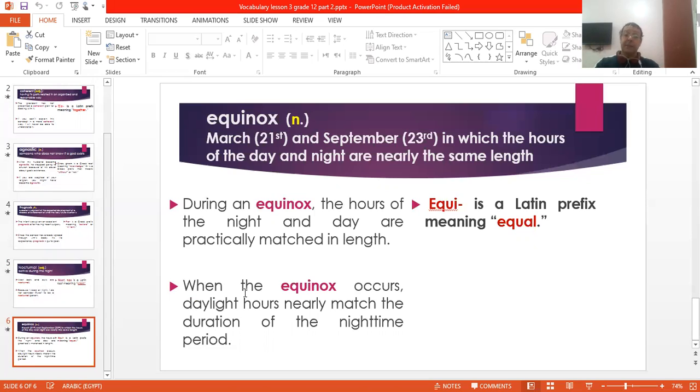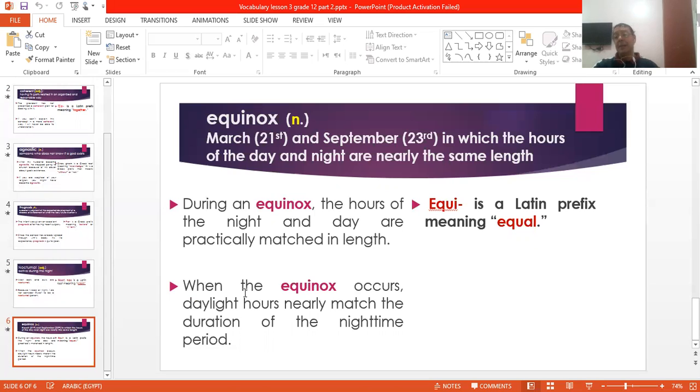Can you put it in a sentence? Yes, during an equinox, the hours of the night and day are practically matched in length. Another example: when the equinox occurs, daylight hours nearly match the duration of the night time.